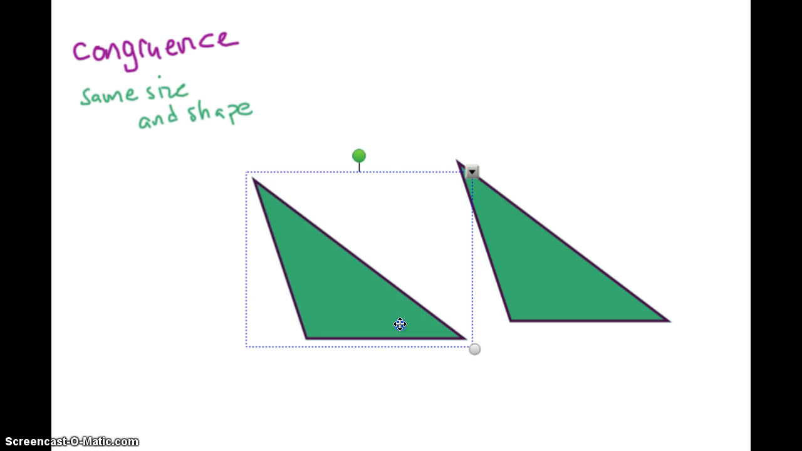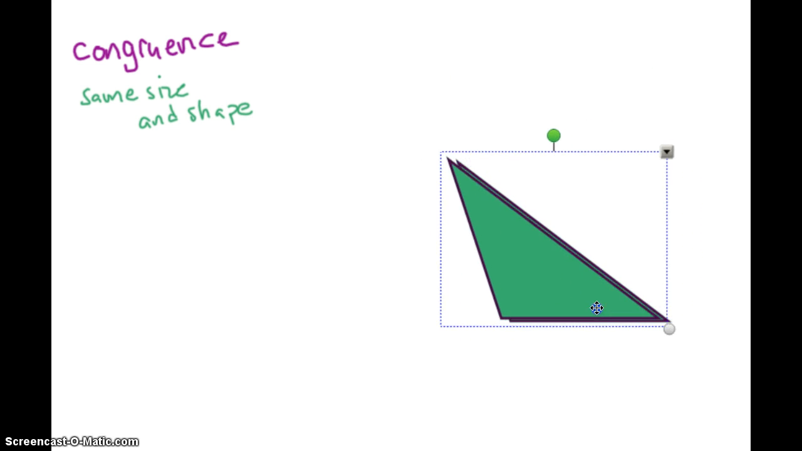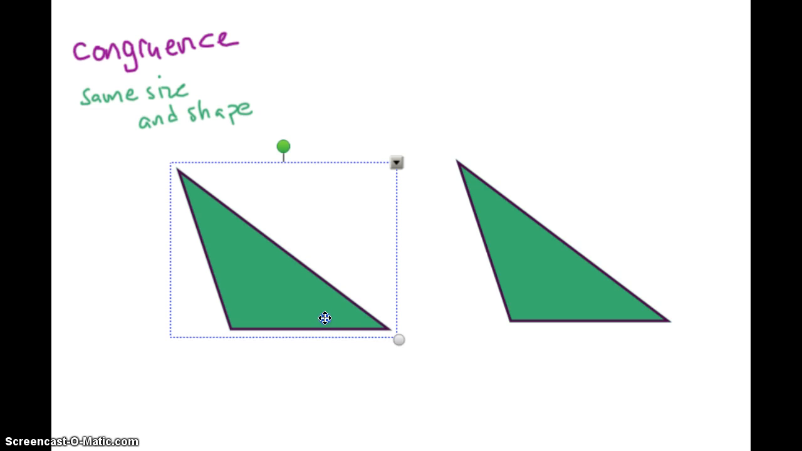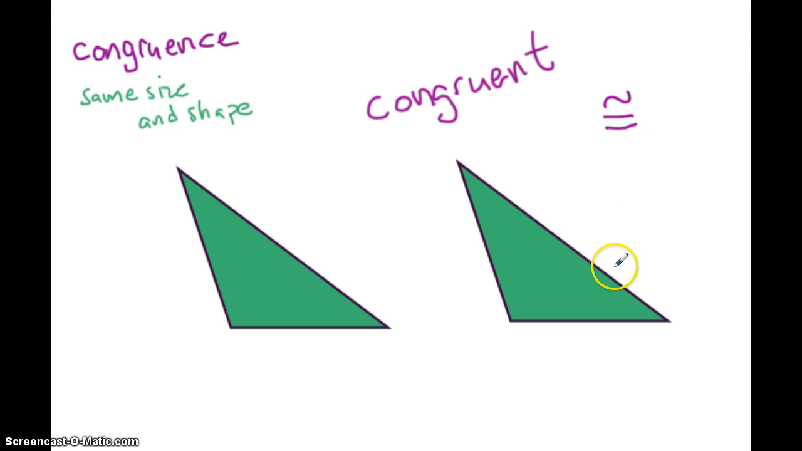so that it looks more like the other one, and if we put one on top of the other, you can see that they're identical. That makes them congruent. The symbol for congruence is an equal sign with a squiggly on top of it.